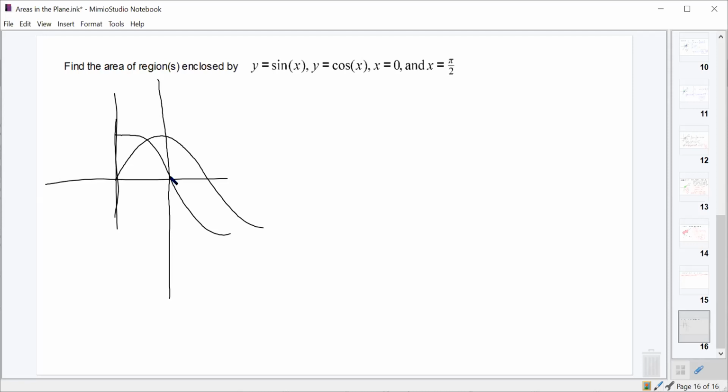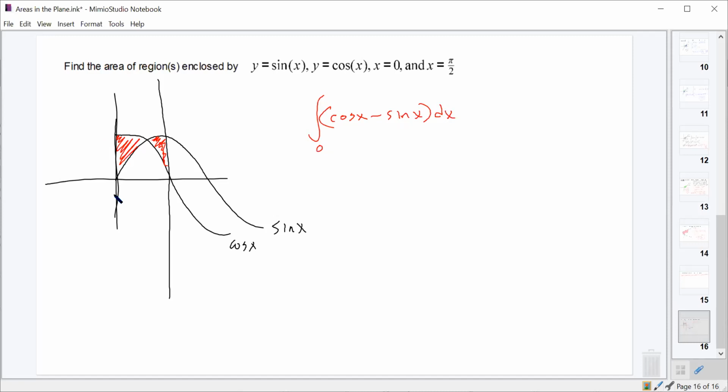And so we'll note that, I'll label these sine x and cosine x, that we have a place where those two functions intersect. And on one side of that intersection point, cosine is above sine, and on the other side, the opposite is true. Sine is above cosine. So we're going to have to do 2 different integrals to get the area of both of those regions. So what should the first integral look like? It should be an integral of which one minus the other one? Cosine minus sine. Cosine x minus sine x dx.